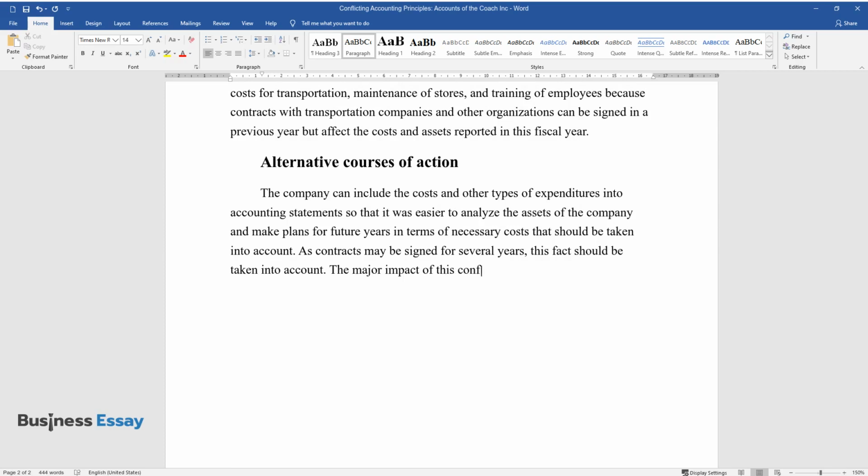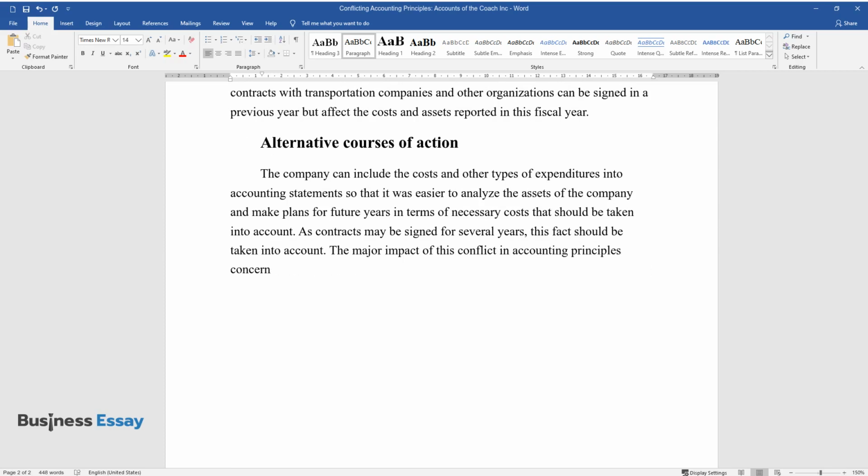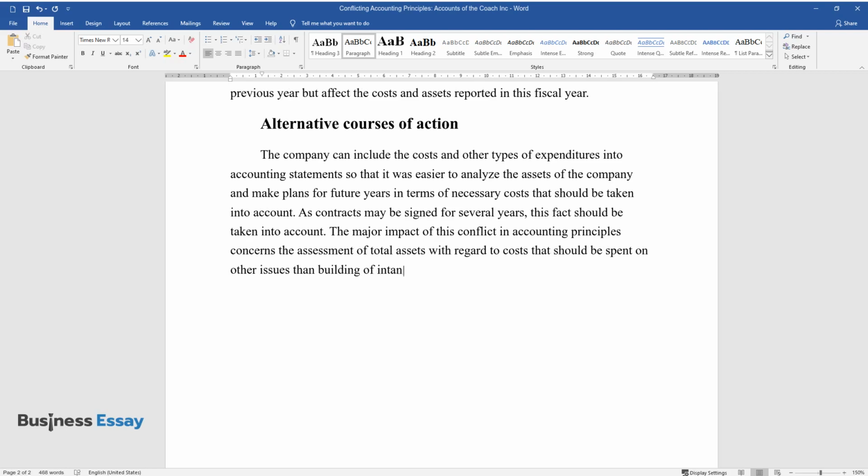The major impact of this conflict in accounting principles concerns the assessment of total assets with regard to costs that should be spent on other issues than building of intangible value.